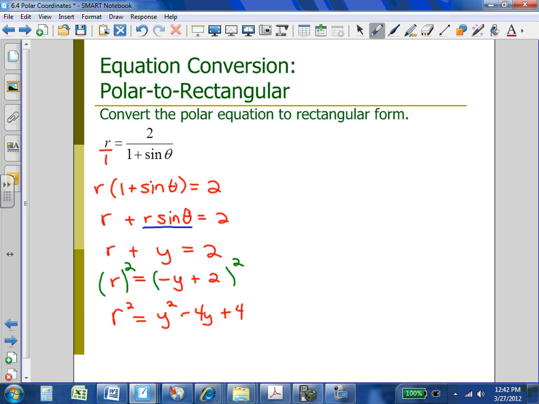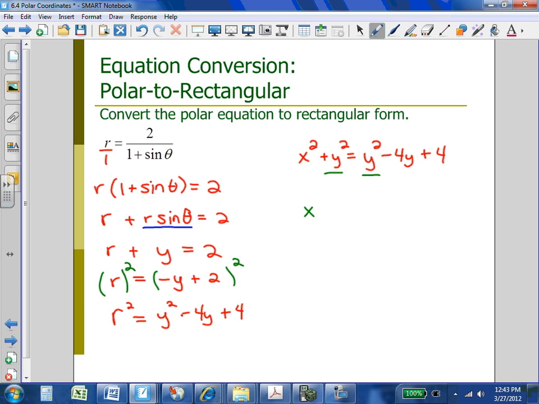So now I've got that r squared that I can replace on the left-hand side. r squared is x squared plus y squared. Write out the rest. And I see I've got a y squared on both sides, so those guys are going to cancel each other out there. It's kind of a game here at this point. Where do you leave it? How do you change it? As long as you have some correct form, that's going to be fine.